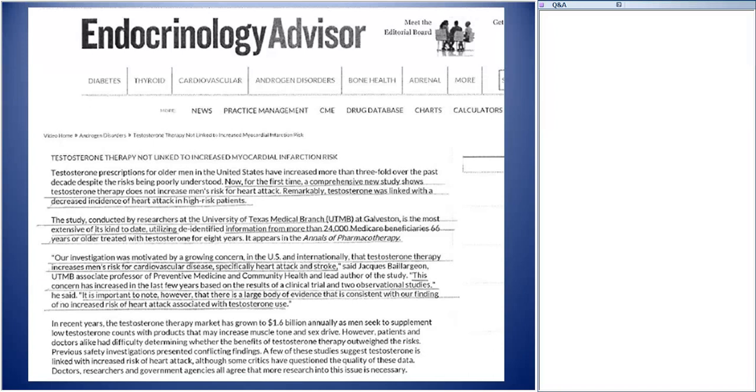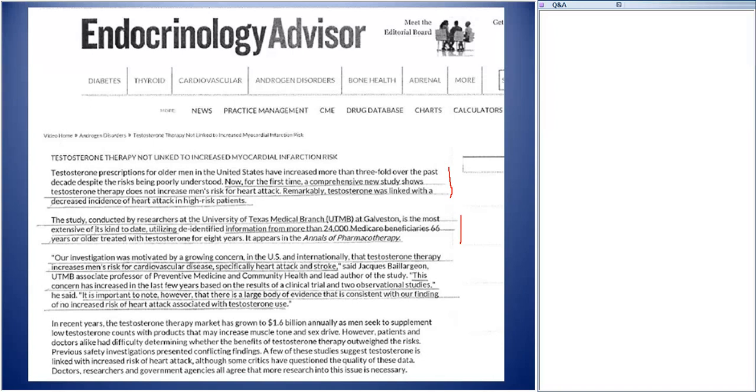does not increase the risk of heart attacks in men. Remarkably, testosterone was linked with a decreased incidence of heart attacks in high-risk individuals. So the other side of the coin is, no, not only does it not cause it, but loss of testosterone can actually increase the risk. This was a much more extensive study.